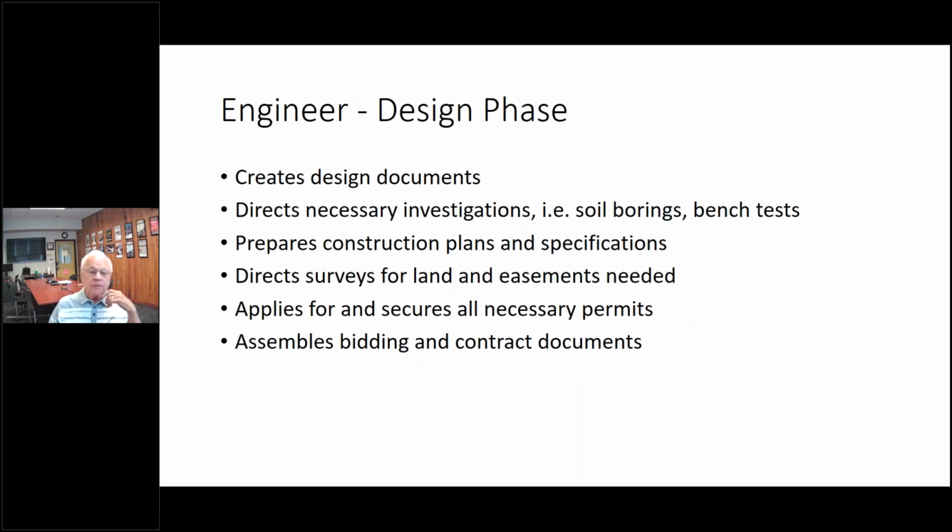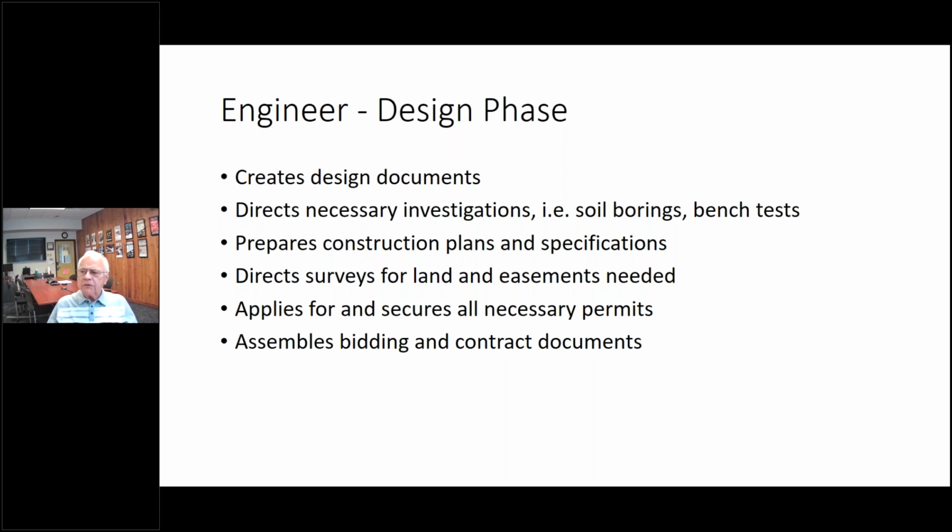In the design phase, the engineer will create design documents, direct all the investigations for soil borings and bench tests, prepare the construction plans and specifications, direct the necessary surveys for land and easements needed, apply for and secure all necessary permits, and assemble bidding and contract documents.